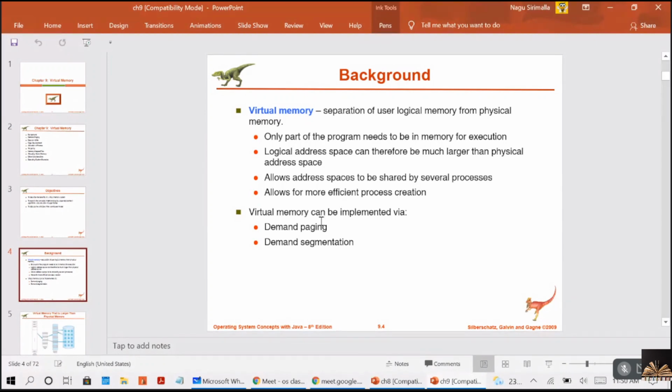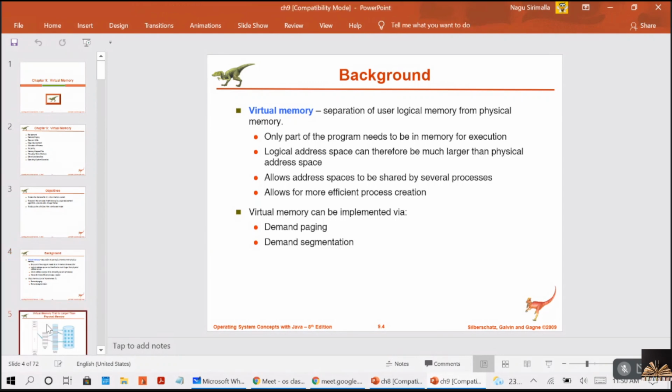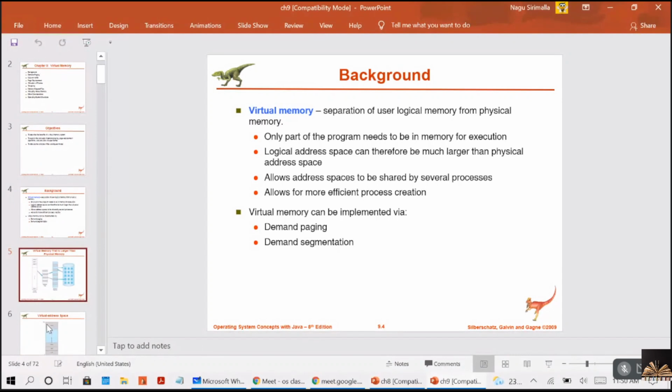So how you are going to implement this is by making use of demand paging and demand segmentation. మనం paging ని చూస్తాం, segmentation we are not discussing, but it is similar to paging only. ఇక్కడ కాకపోతే ఏంటంటే the segment sizes are not the same. Paging లో అయితే all the page sizes are equal. So this is how it can be implemented. If you can see this diagram.